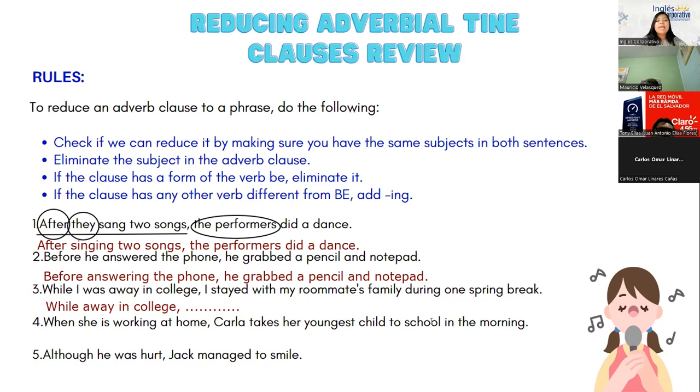Although he was hurt, Jack managed to smile. Can we reduce this one? We have the same subject, he and Jack. Do we have verb to be? Was. Yes. So now you will say, teacher, but that one is not an adverb of time, right?